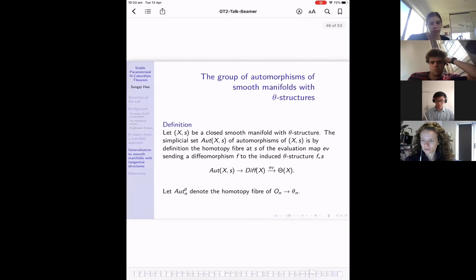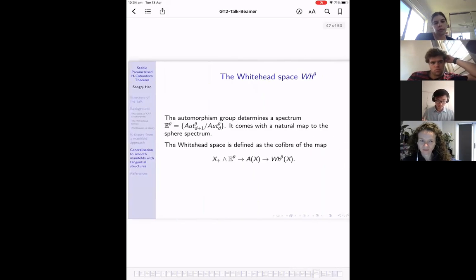And we know that this is actually a group-like H-space, so you can safely just think of it as a simplicial group. And we let this notation denote the homotopy fiber from O(n) to theta n. This is just a notation.